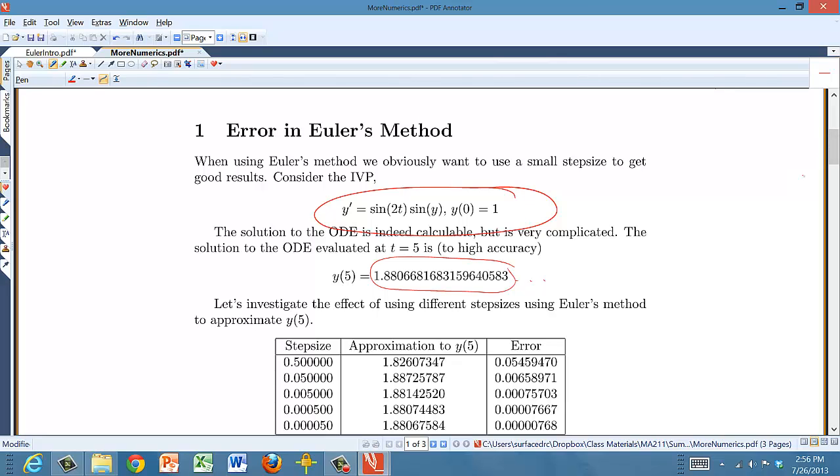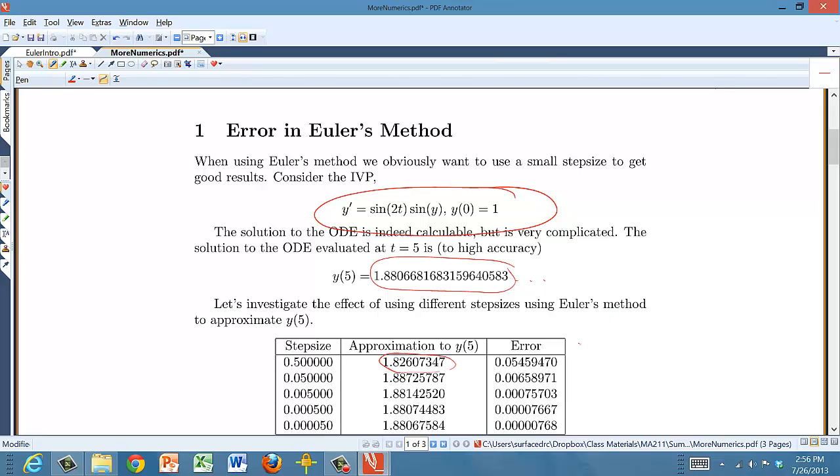And then what I did is I used Euler's method with differing step sizes. First I did step size a half. So I had to take 25 steps using step size a half, and my approximation to y at time 5 was 1.8260347. So it was this number.